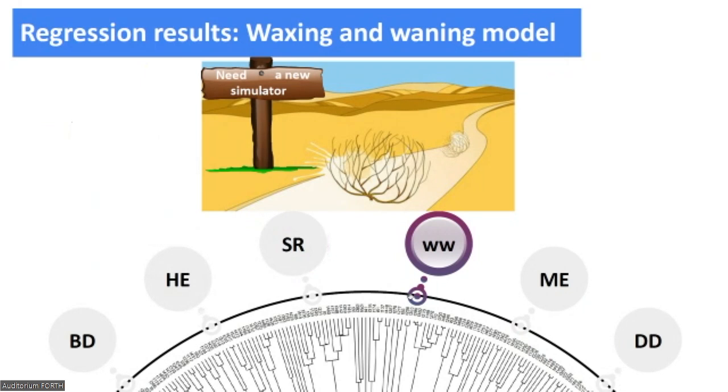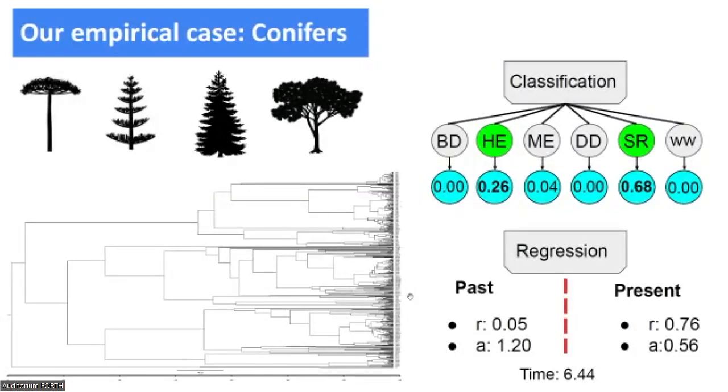For the Watson and Waring model, we could not perform this analysis because we don't have enough simulations. So we are looking forward to a new simulator in order to be able to estimate the rates. And our empirical case was classified with 70% as a stasis and radiate model, and with almost 30% as a high extinction model. And those were all diversification parameter values.